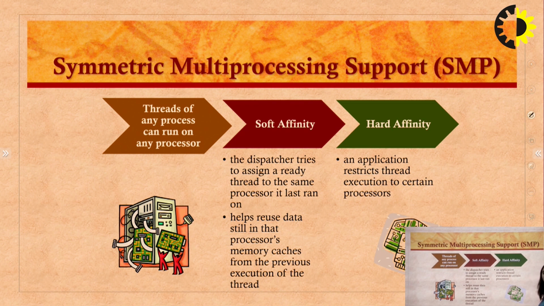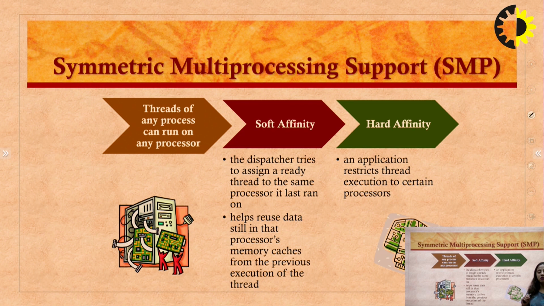Now, let's study more about symmetric multiprocessing support, SMP. Threads of any process can run on any processor. Soft affinity and hard affinity. The dispatcher tries to assign a ready thread to the same processor it last ran on. What does your dispatcher do? It tries to assign whatever ready thread is there to the same processor on which it last ran. It helps reuse of data still in that processor's memory caches from the previous execution of the thread.